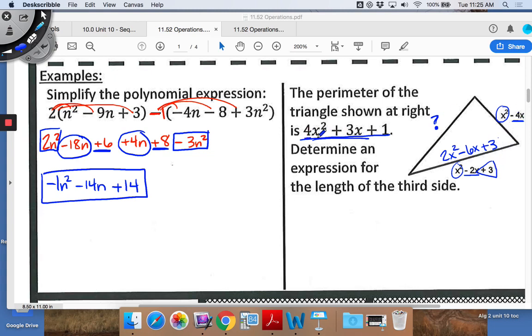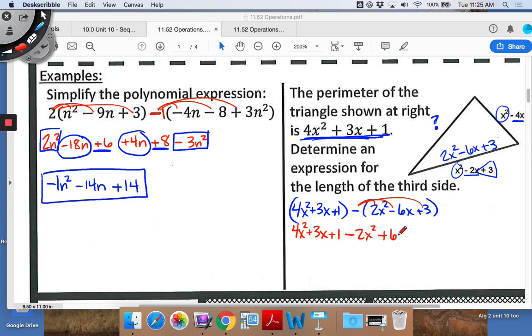So what I'm going to do is take the perimeter minus the sum of the two sides that we know. When I subtract, I have to distribute that negative sign. So I would get 4x squared plus 3x plus 1 minus 2x squared plus 6x minus 3.